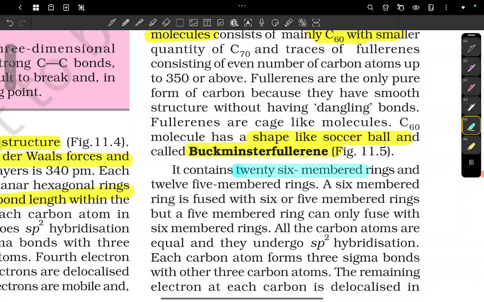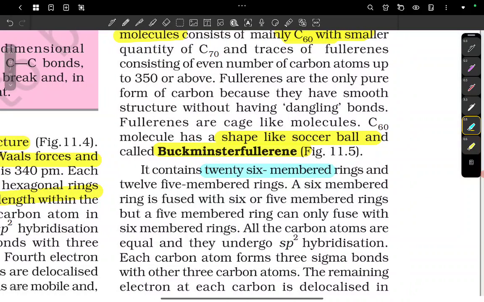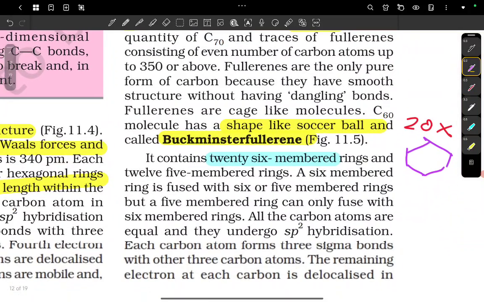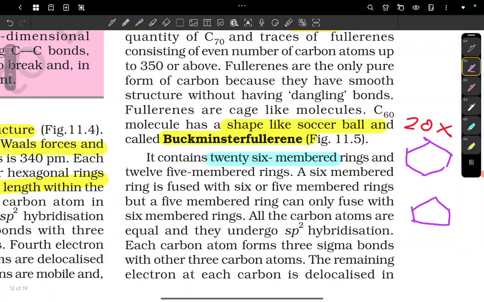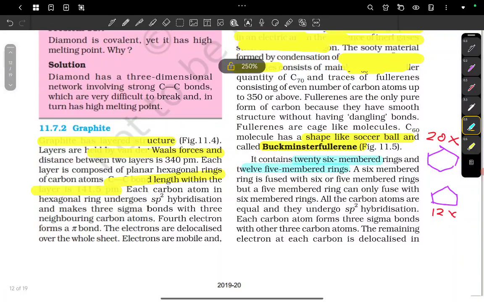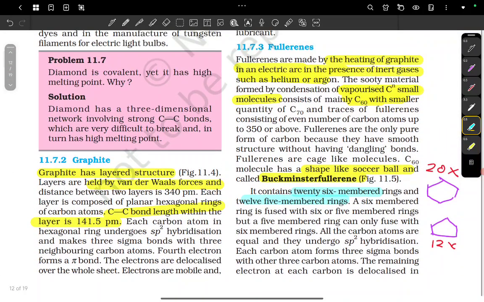This was an exaggeration, but it means I'm telling you it's important. It has 20 six-membered rings. 20 and 6 is different. This is a 6-membered ring, and Buckminsterfullerene has 20 of them. And this is a 5-membered ring. Buckminsterfullerene has 12 of them. 12 five-membered rings. It looks like a standard soccer ball. If you see a soccer ball, it also follows the same ring pattern.